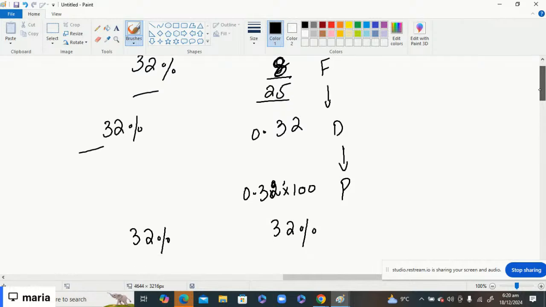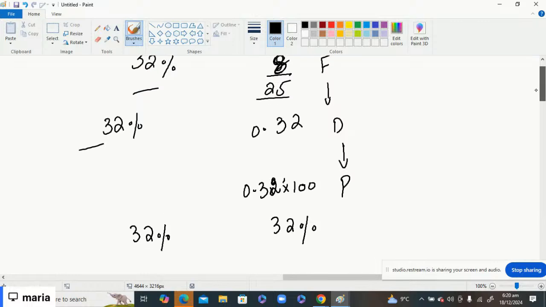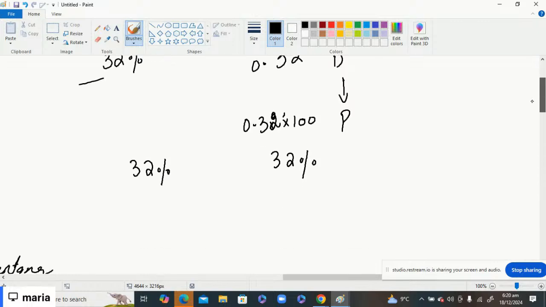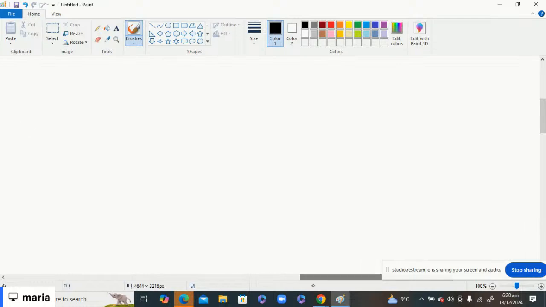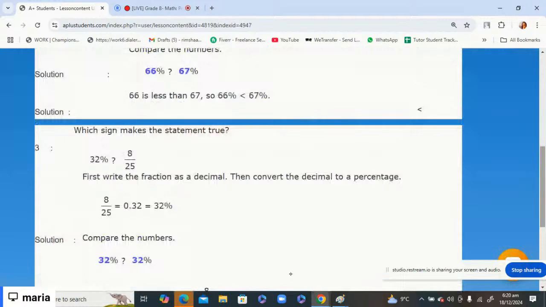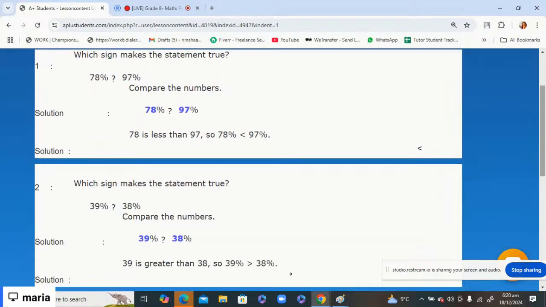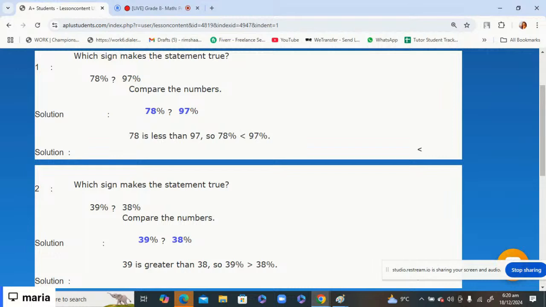This is the way that you are going to check. You are going to convert, solve it, and then check it out. Is this same? Is this less? Or is this greater? Okay. Let's suppose the next question. 78% or 97%. This is shown by the numbers, which number is greater here. 97% is greater and 78% is less. So you can say that 97 is greater and the other one is less.